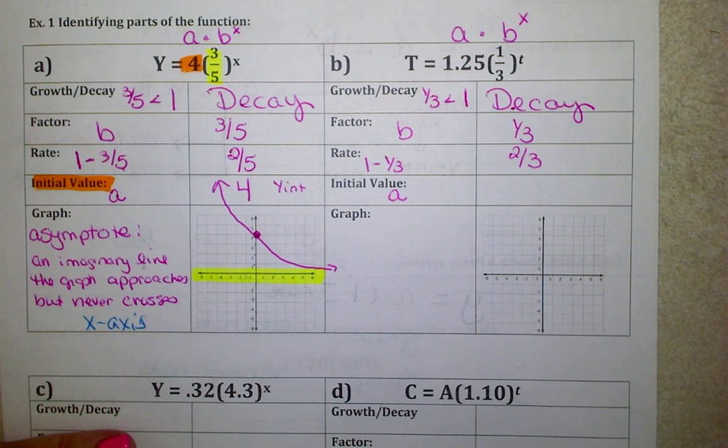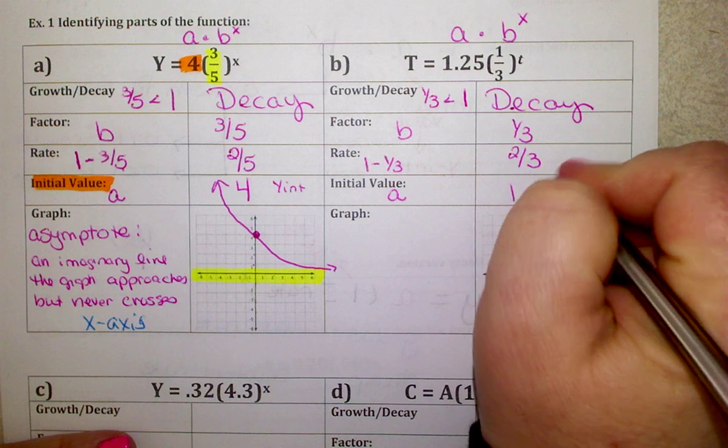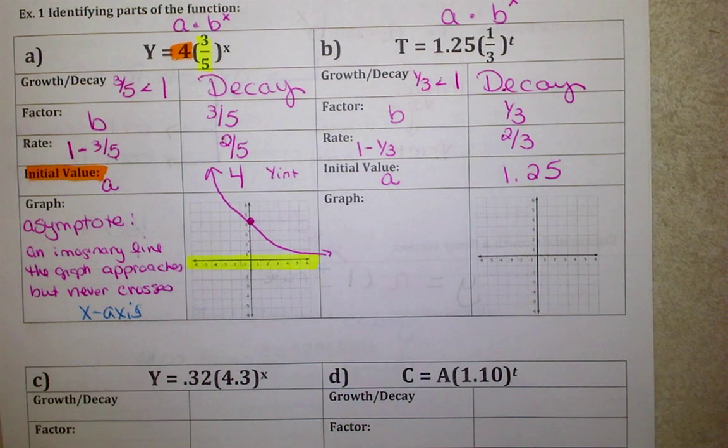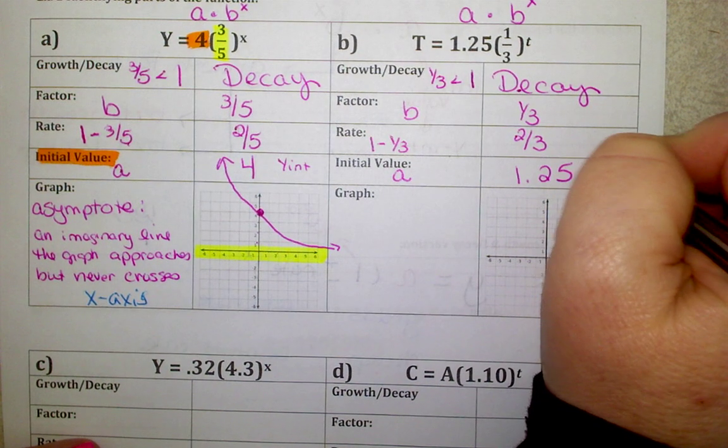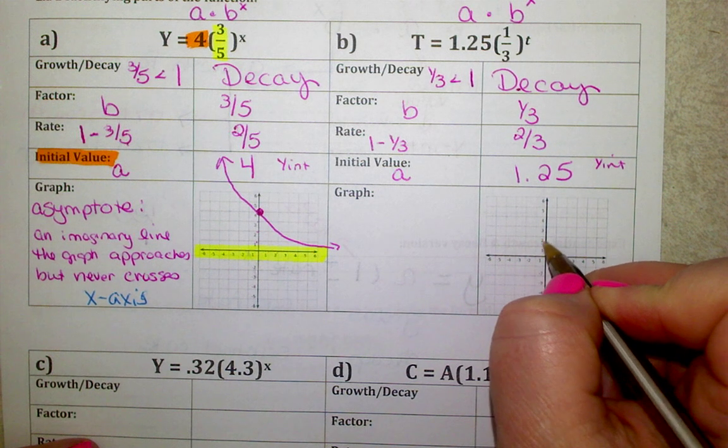All right, and finally, what is our A value? What's our y-intercept? 1.25. Okay, so again, I know that's my y-intercept, so at 1.25, I'm going to go ahead and put that point up there.